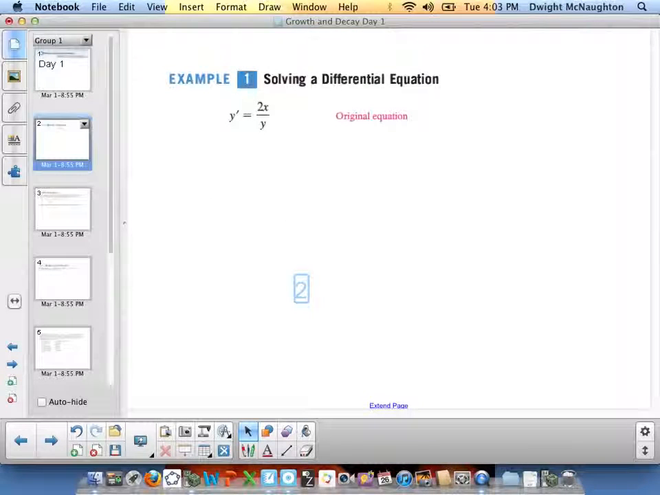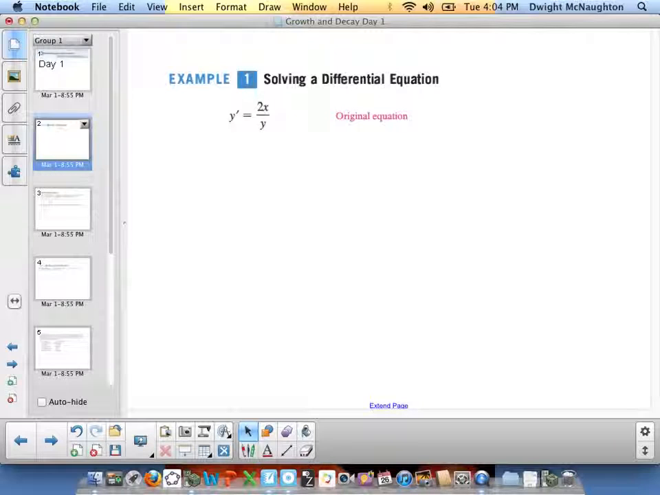We're going to start out with looking at a differential equation. A differential equation is just an equation where we're given the derivative. Most of the time we've been given something like dy/dx equals 2x or dy/dx equals 3x minus 4. Today we're going to be given something where there's two variables in it. In this case, y prime equals 2x over y. And we're going to be asked to solve it.